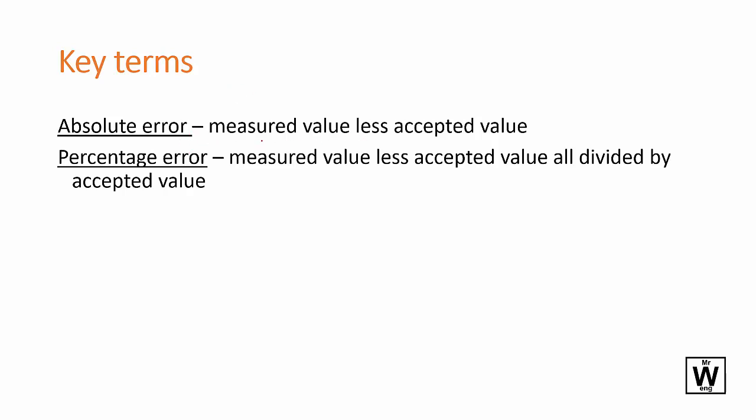So absolute error is just subtracting your value from the published value. We normally do a percentage error. That gives us a more relative, clearer idea of how well the experiment was done. And so we basically take a percentage of that.